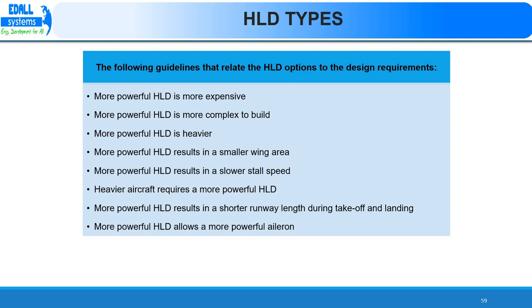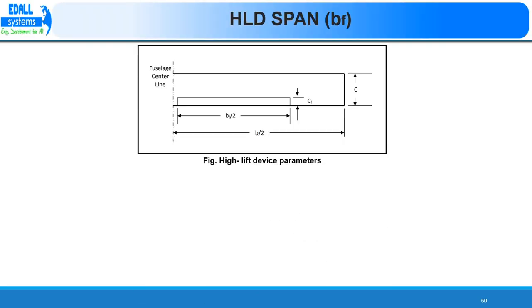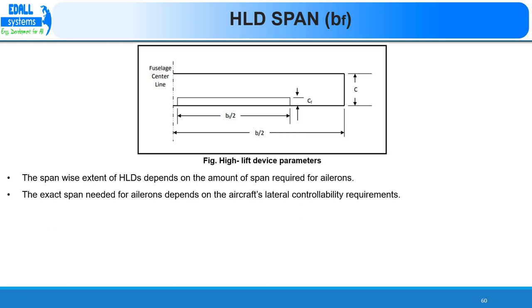More powerful high-lift device allows more powerful aileron. The simple high-lift device operates with a simpler mechanism compared to more complex high-lift device such as triple slotted flap. Span-wise extension of high-lift device depends on the amount of span required for the ailerons. That span required for ailerons depends on aircraft lateral controllability requirements.